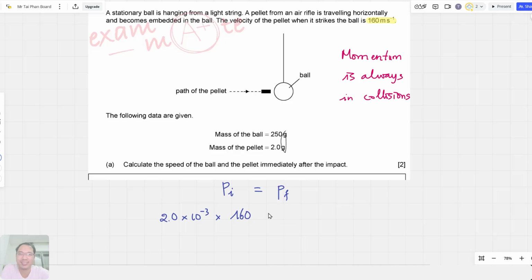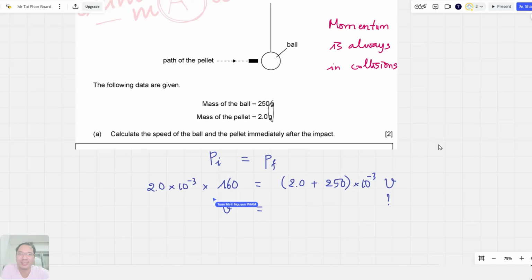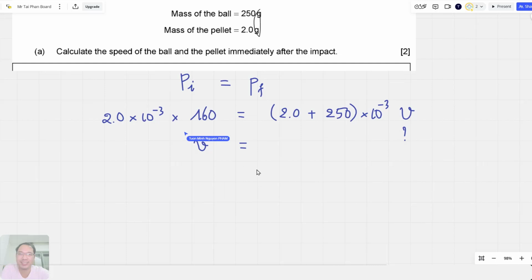Then the final momentum is the mass of the 2 objects, 2 grams and 250 grams, sticking together, and therefore we add them together. On the left I did the conversions, so on the right I also have to convert into kilograms. And the velocity of the system here, V, is what we need to find. We can solve this equation very simply, taking the number on the left and dividing by the number on the right to find the velocity. Easy. Please do the calculation with the calculator.